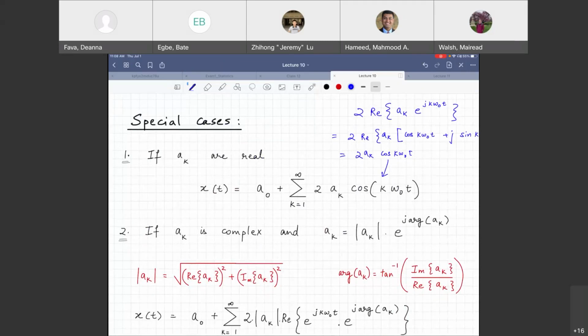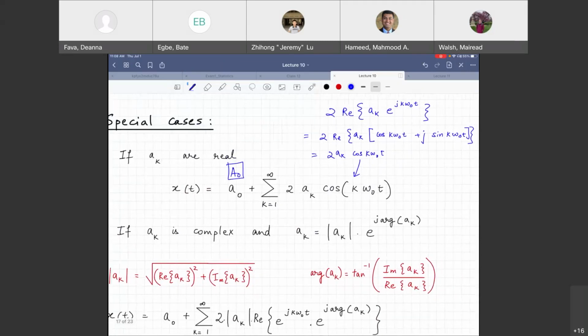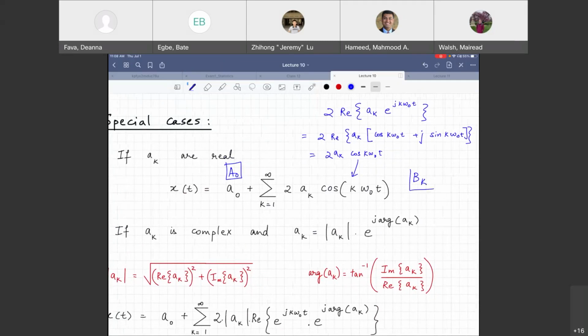Now, when you start comparing coefficients, what do you have? This is a sub 0, right? What is b sub k? B sub k is the coefficient of the cosine. Go ahead. 2 ak, right? So if the ak Fourier series coefficients are real, then those are your trigonometric Fourier series coefficients.